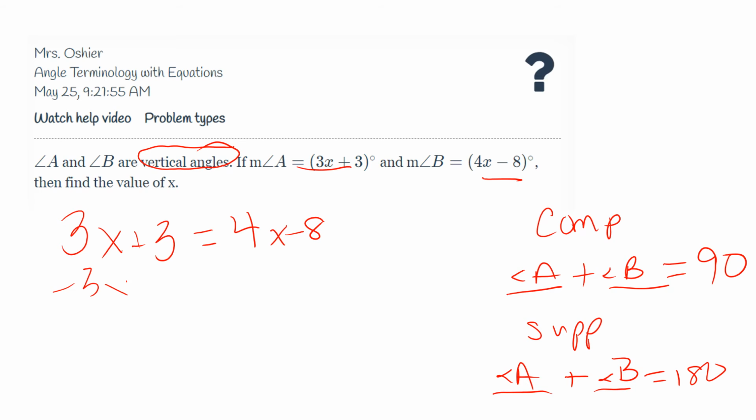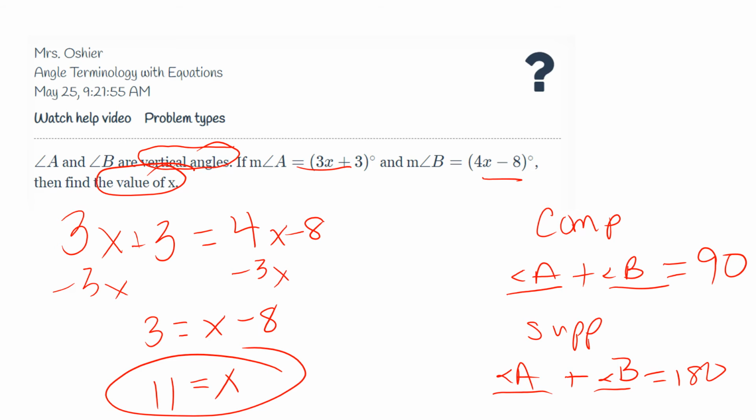So I would subtract 3x from both sides on this. I would have 3 equals x minus 8. Then I would add 8 to both sides, end up with 11 equals x. They are looking for x this time, so I would be done after that.